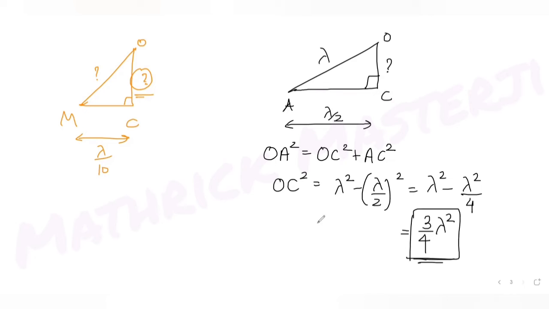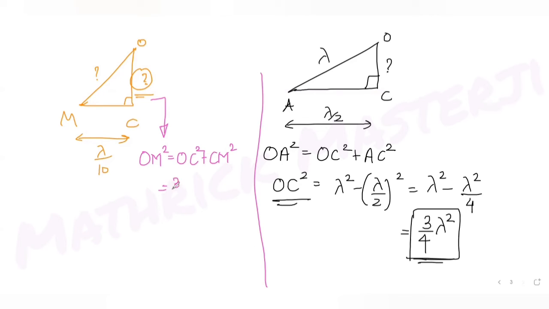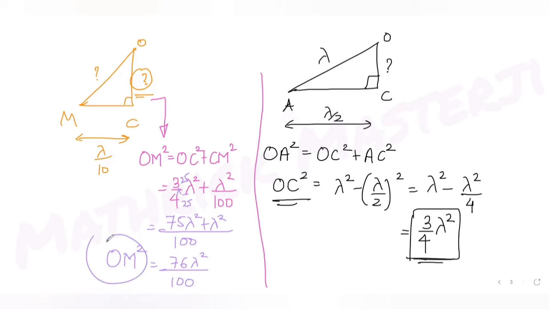Now, once I have 3/4 of lambda square as my value of OC square, if I apply the same Pythagoras theorem in this triangle as well, I get OM square is OC square plus CM square. And I have OC square with me directly, so I'll put it directly, 3 over 4 lambda square, plus CM, I have lambda by 10, so it becomes lambda square over 100. So now, I will multiply this with 25 so that the denominator becomes the same, and that gives you 75 lambda square plus lambda square divided by 100, and that gives you 76 lambda square divided by 100, which becomes basically the value of OM square.